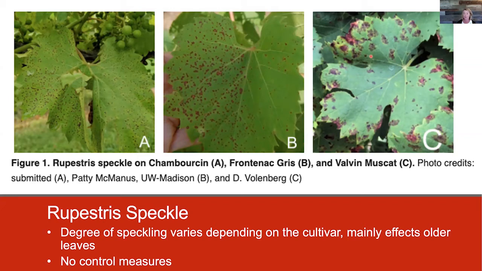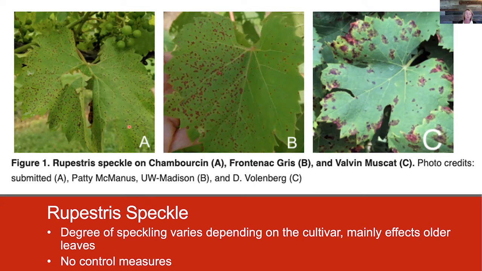So it takes a little bit more sometimes, depending on the variety, of looking into what's going on to determine if it is rupestris speckle. But most of the time I get 3 or 4 samples a year, and it's usually on Chambourcin that I see it. Now, because it's an unknown physiological disorder, there's no control measure.